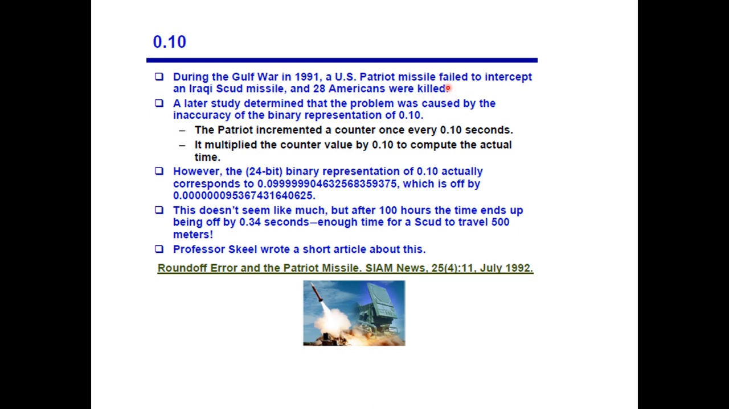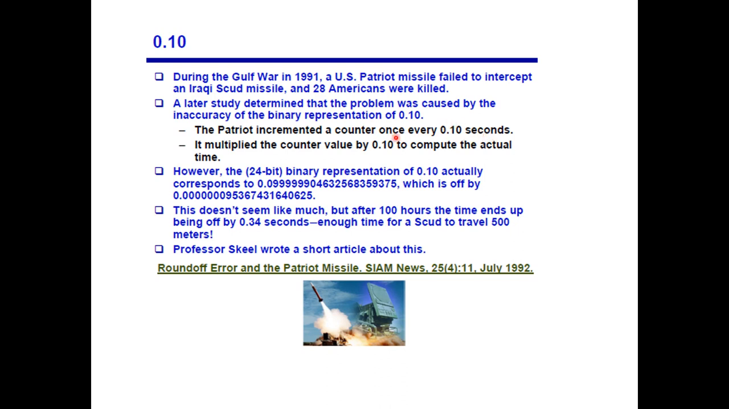Then an inquiry was set up, and what was the reason? A study was done, and it found that the problem was caused by the inaccuracy of the binary representation of 0.1. Why 0.1? Because the Patriot missile system incremented a counter in its own computer chip once every 0.10 seconds.